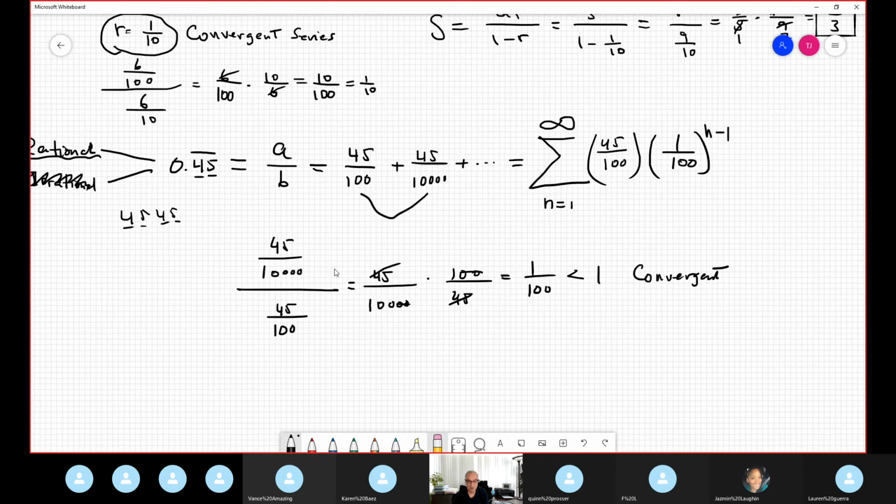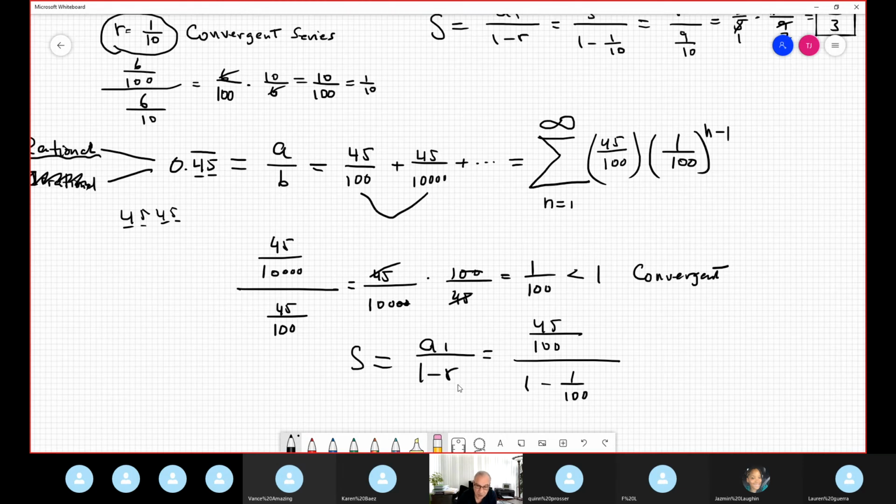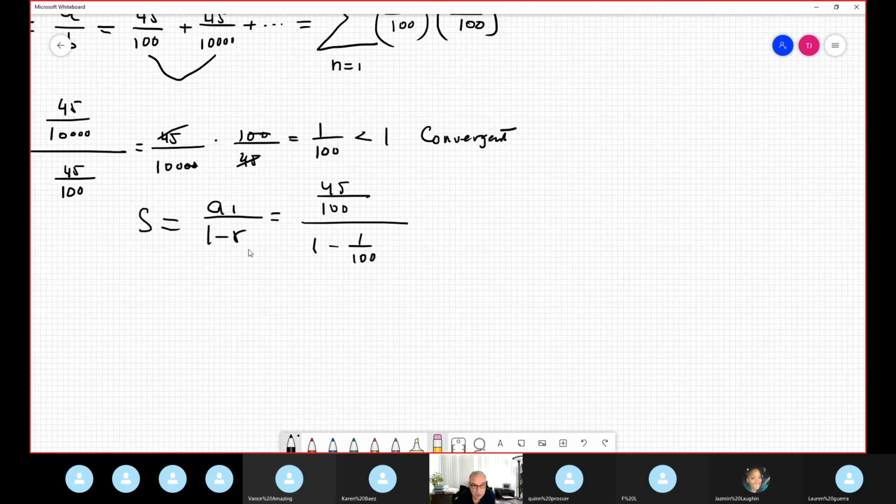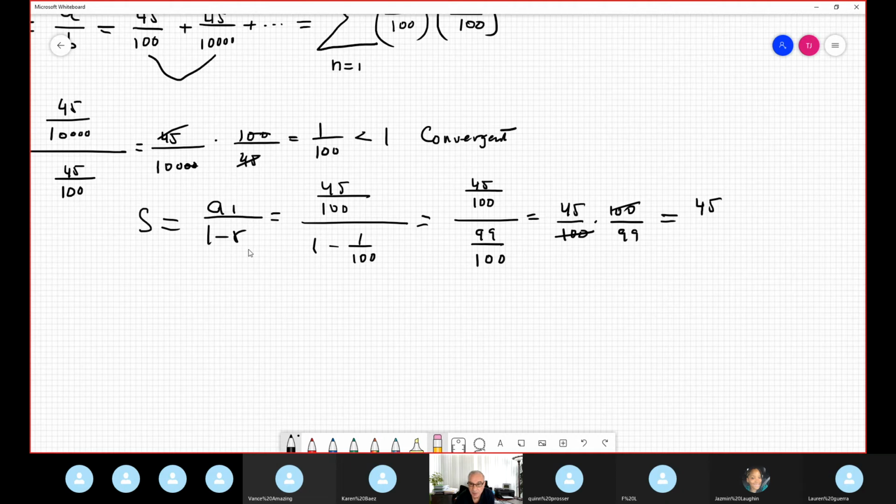Okay, our series is convergent, and the famous formula is A1 divided by 1 minus r. A1 is 45 over 100 divided by 1 minus 1 over 100, which is the common ratio. And 1 we can interpret as 100 divided by 100, and 100 minus 1 is 99 over 100. And here we have 45 over 100. Finally, I copy 45 over 100, flip it, 100 divided by 99, the 100 cancels, and the answer is 45 over 99.